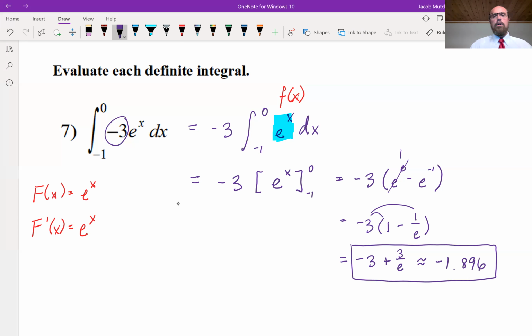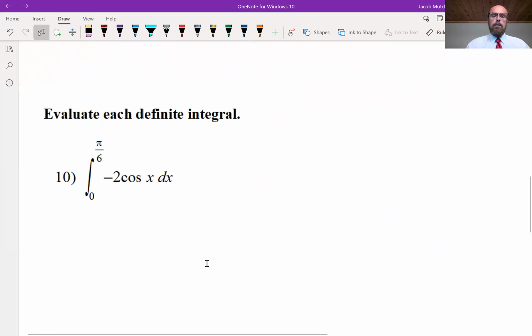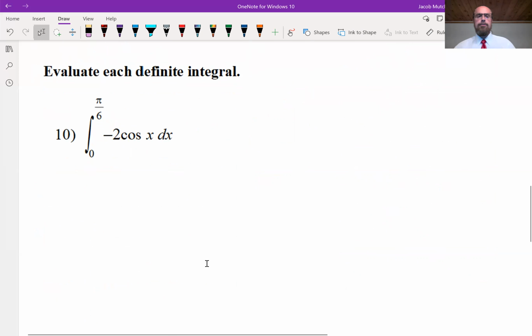So a good view on e to the power of x is that, as we saw with differentiation, it is its own derivative. Well, according to the Fundamental Theorem of Calculus 1, it's also its own integral, or antiderivative. Let's take a look at a couple examples that are trigonometric. Here I've got the definite integral from 0 to pi over 6 of -2 cosine x dx.